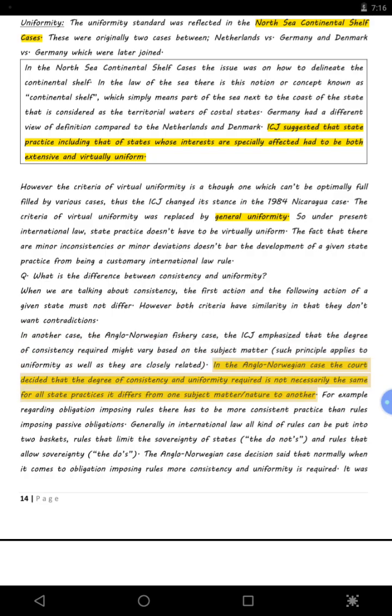In the Anglo-Norwegian case, the court decided that the degree of consistency and uniformity required is not necessarily the same for all state practices. It differs from one subject matter, nature, to another. For example, regarding obligation imposing rules, there has to be more consistent practice than rules imposing passive obligations. Generally, in international law, all kinds of rules can be put into two baskets: rules that limit the sovereignty of states, the do-nots, and rules that allow sovereignty, the do's. The Anglo-Norwegian case decision said that normally when it comes to obligation imposing rules, more consistency and uniformity is required.